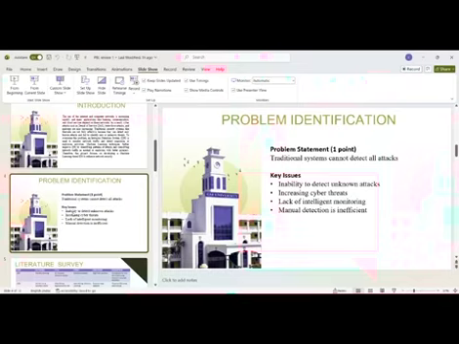What is a firewall? A firewall is a security system that controls and filters network traffic, data coming in and going out, ma'am. It also secures the systems.